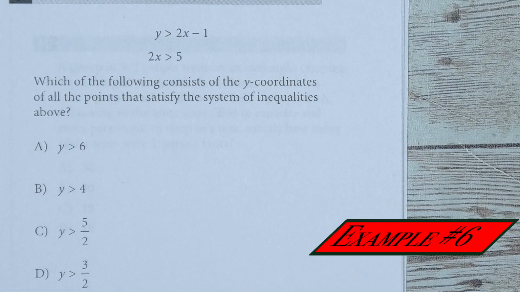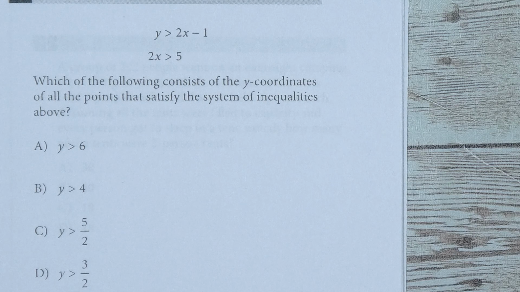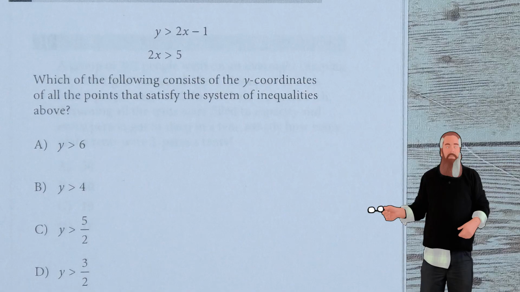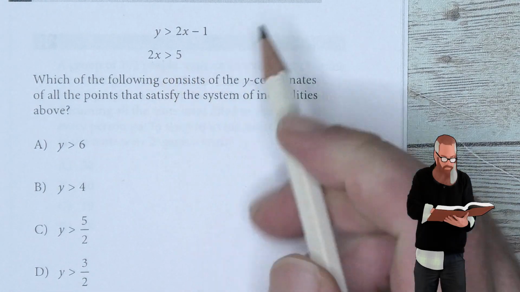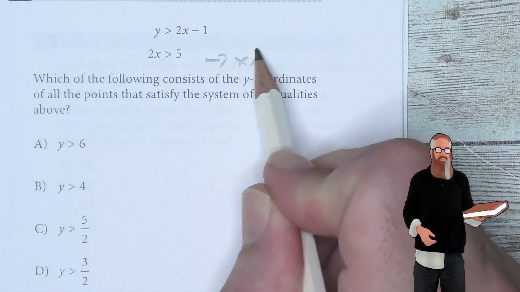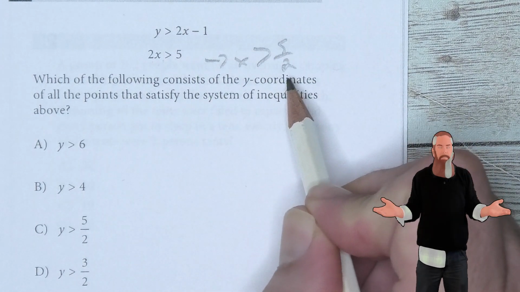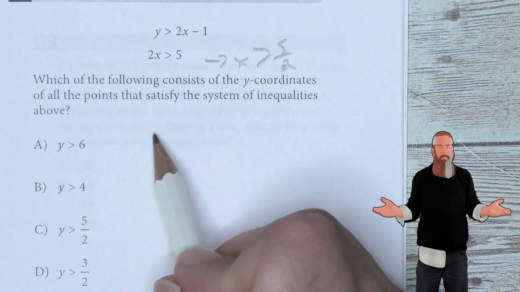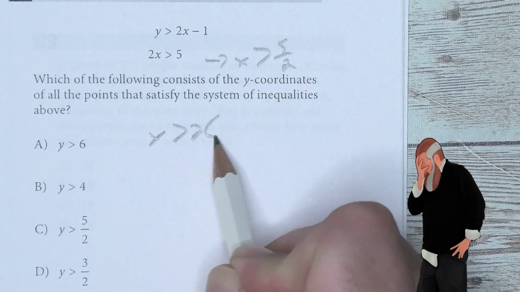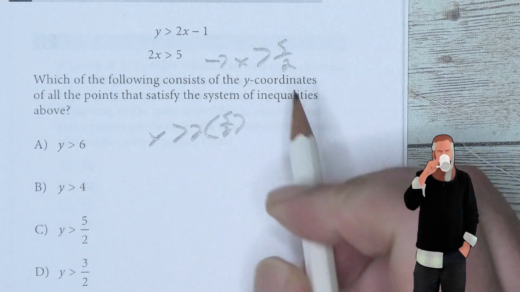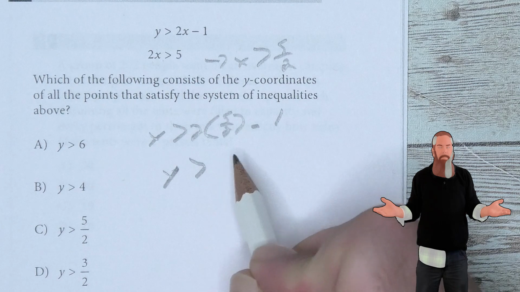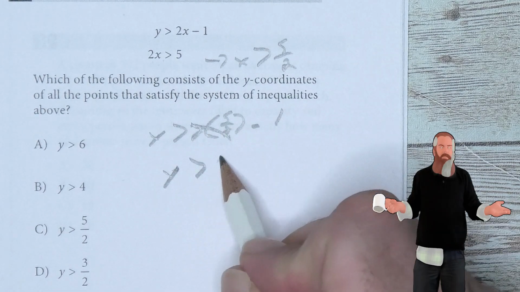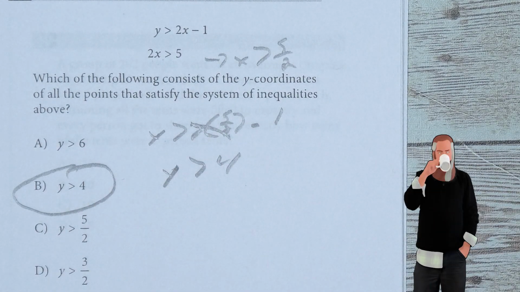Which of the following consists of the y coordinates of all of the points that satisfies the system of inequalities? Well, we already know that 2x has to be greater than 5. This means that x has to be greater than 5 over 2. Knowing that x is greater than 5 over 2, y is greater than 2 times x, which is 5 over 2, minus 1. So y would be greater than 5 minus 1, which is 4, so B is the answer.